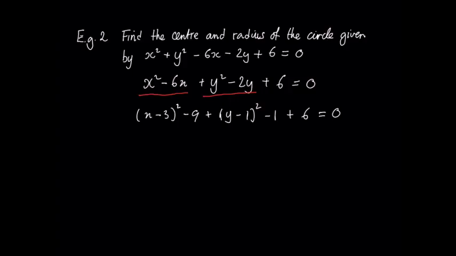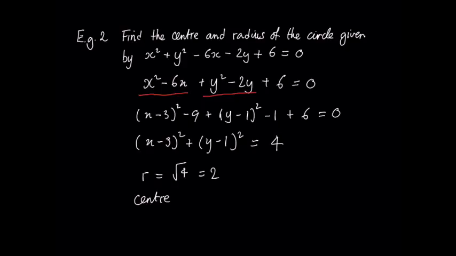So if we just rearrange those constants, we'll get (x minus 3) all squared plus (y minus 1) all squared is going to equal, well, that's going to equal 4, isn't it? So in fact, the radius is going to equal the root of 4, which is 2, and the centre is going to be at (3, 1). So that wasn't so bad after all, was it? Okay, have a go at the multiple choice question.